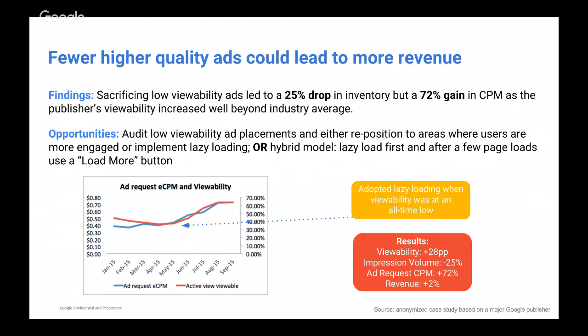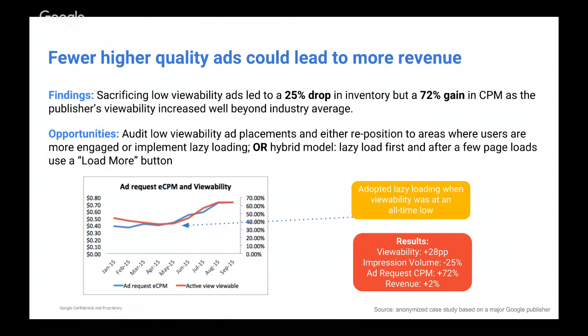If we look at this example here, this is a great example of the correlation between viewability and ad CPMs. As you can see, this publisher implemented lazy loading on their pages. This is implemented tech to only load the ad positions in view. As a result, they witnessed a 28% increase in viewability, a 72% increase in the ad request CPM, and a 2% increase in the overall revenue.